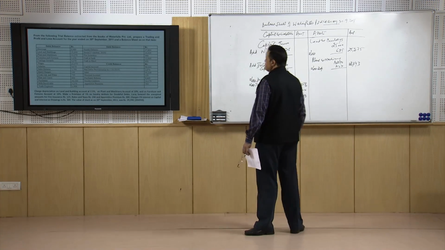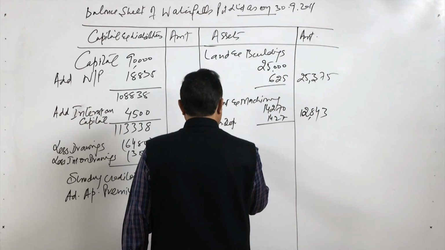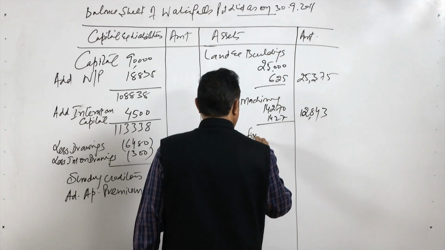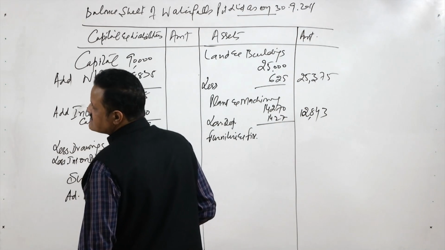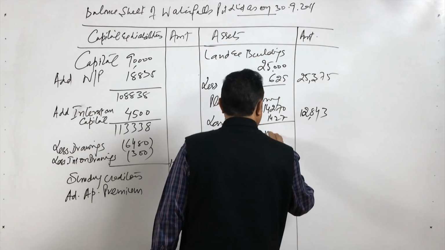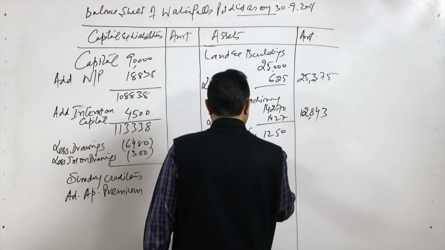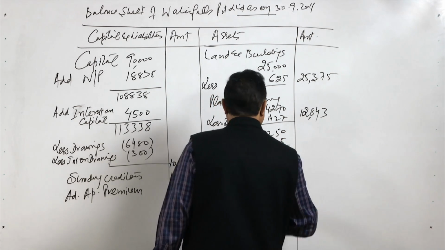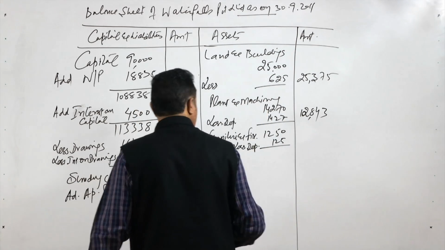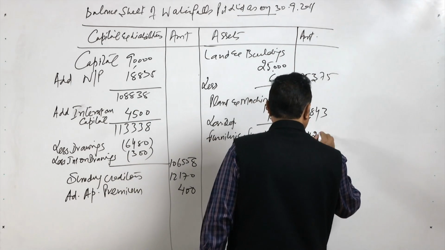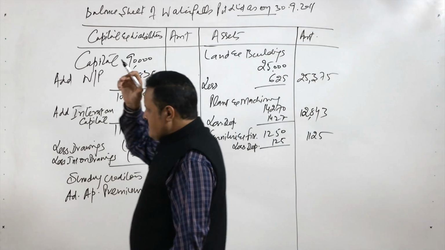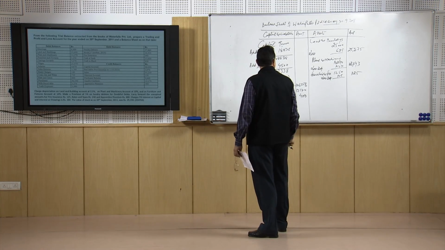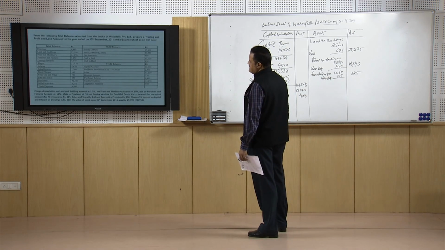Then we have furniture and fixtures. The amount is 1250, less depreciation of 125. So the balance left is 1125, and this way in the balance sheet these three long term permanent assets are here with us.